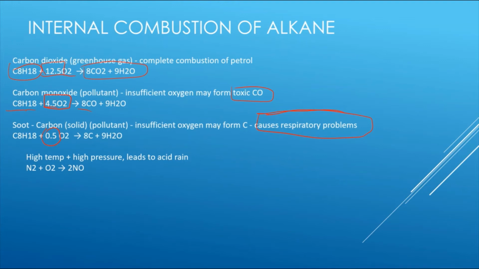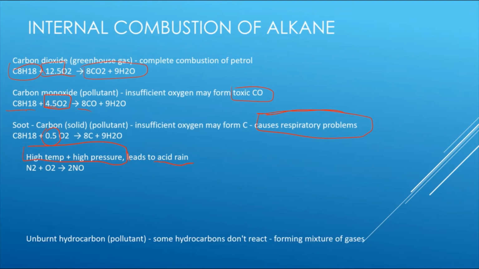And the reaction of nitrogen usually occurs in the car engine. The nitrogen reacting with oxygen, forming nitrogen oxide, or just any oxides of nitrogen, can be really bad. This forms in the car engine due to the high pressure and the high temperature. Just make sure you know this. And this leads to acid rain.